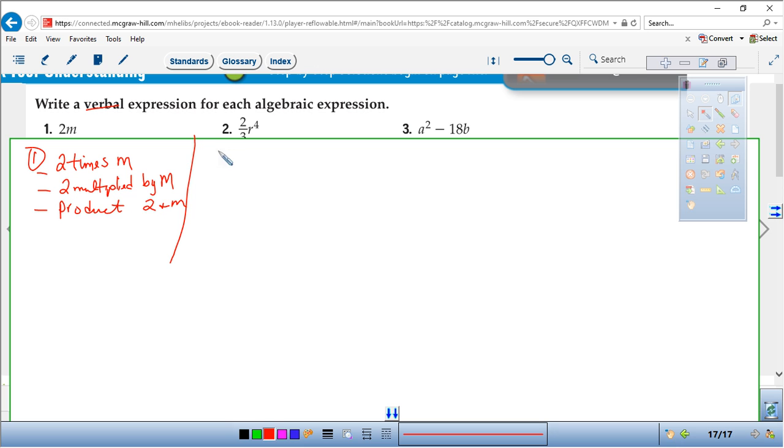I like that. Good job, Dominic. Yes, we're going to go with 2. Two-thirds times r to the 4th power. Excellent.